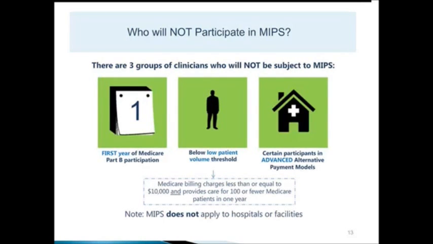And there are 3 groups of clinicians that aren't going to be part of the MIPS, and that is people that are in the first year providing services under Medicare Part B, because that gives them a chance to get their volume established. And then also people who have low patient volume below a certain threshold, because it's very hard to calculate average payments based on low volume. And then people who are in other advanced alternative payment models other than MIPS. And you can see here that if you bill less than $10,000 per year or see less than 100 patients per year, then you cannot participate in MIPS, or you're not eligible to.